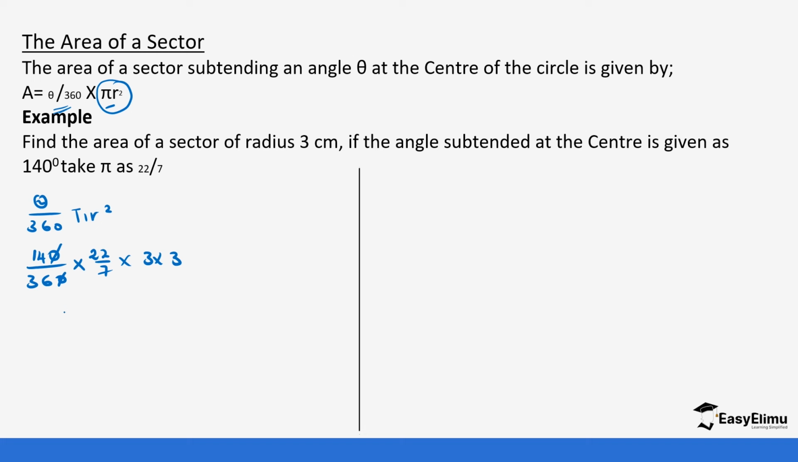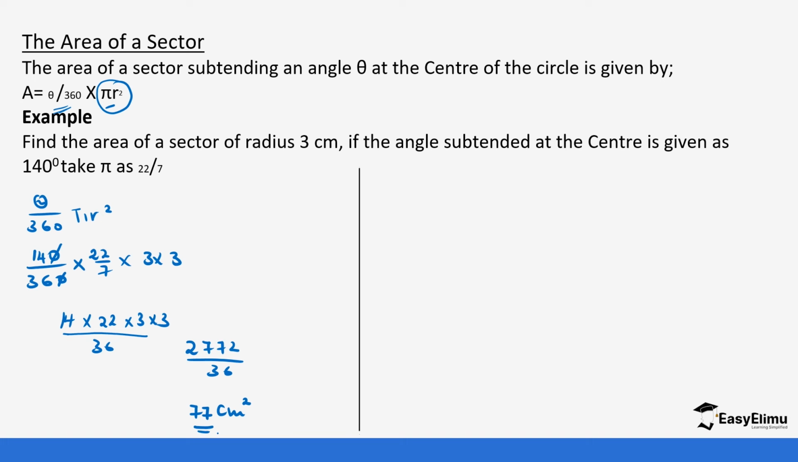So we're going to do that calculation. This is going to be 14 times 22 times 3 times 3 divided by 36. So if we do 14 times 22 times 3 times 3, it gives us 2,772 divided by 36. If we divide 2,772 by 36, we get 77. And remember, this is area, so your units should show the area, so it's going to be centimeters squared. Ensure you have the correct units.